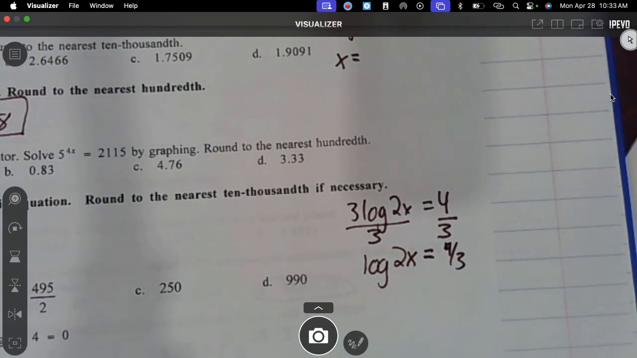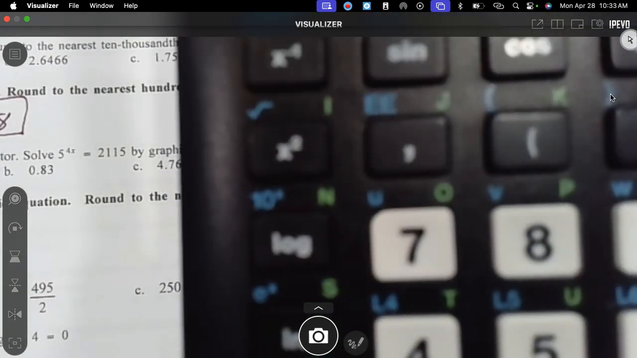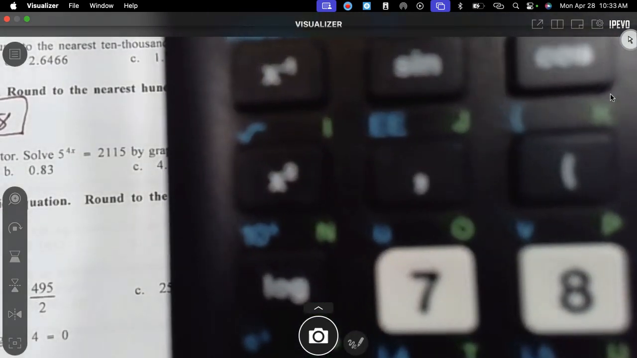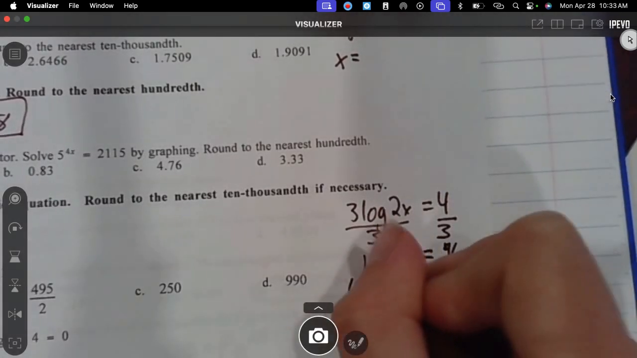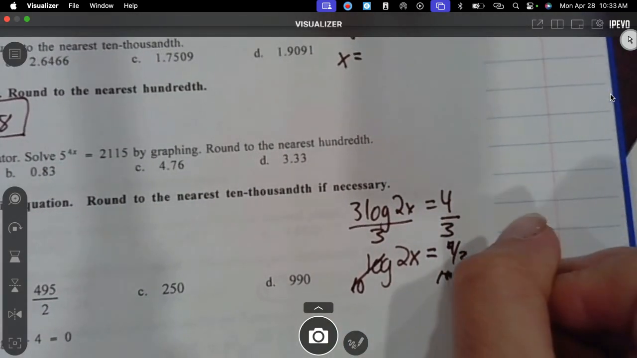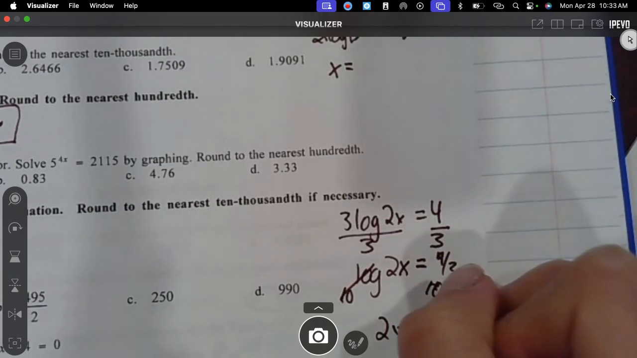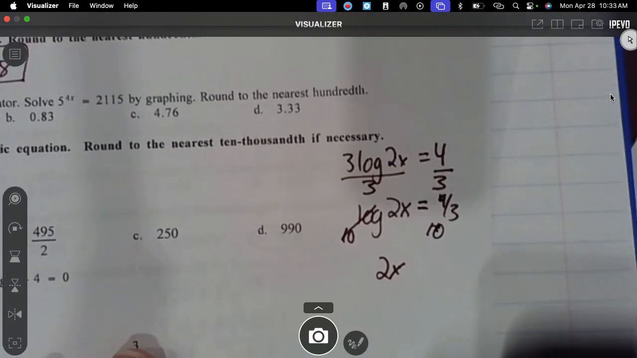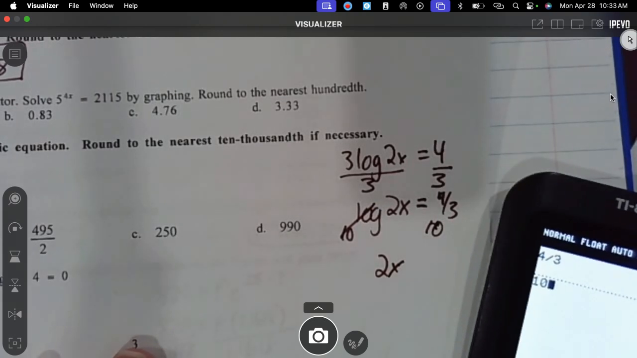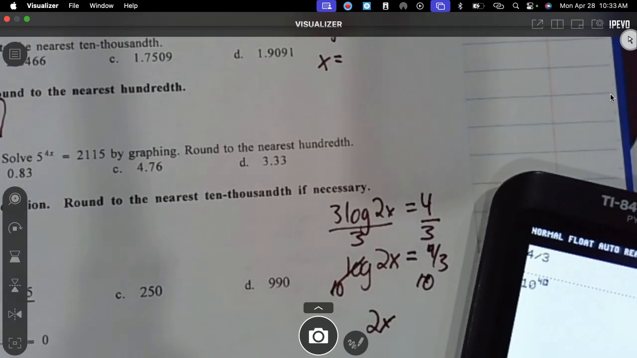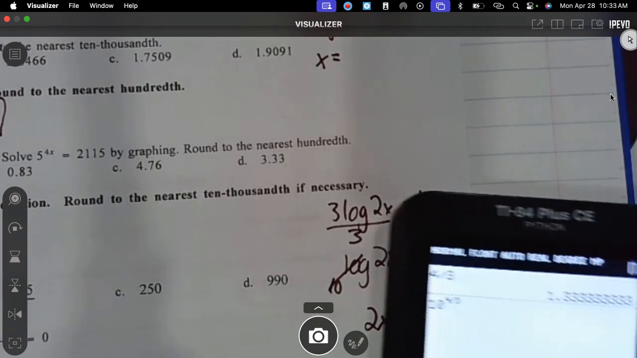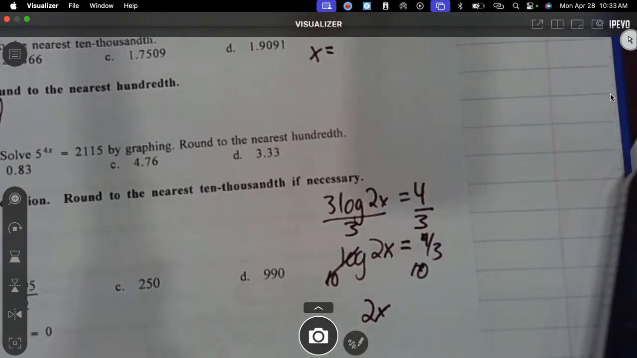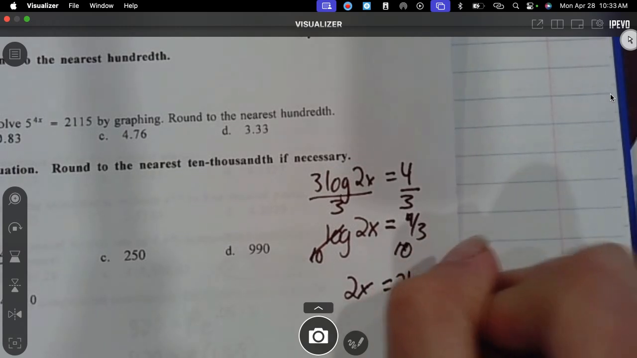Now, how do you get rid of a log? If you're not sure, look at the log button. It's base 10. How do you get rid of log? What's the inverse of that? 10. So watch, if I put base 10, now it's 10 to the 4/3. What in the world is 10 to the 4/3? I get 21.5, and then what would you do to solve?